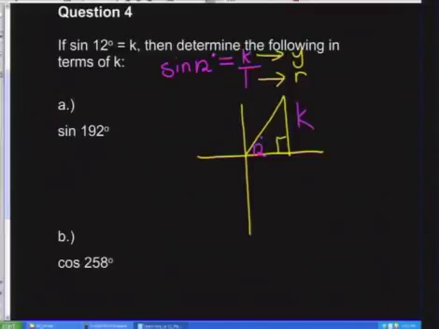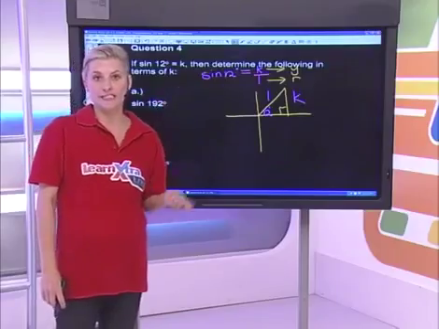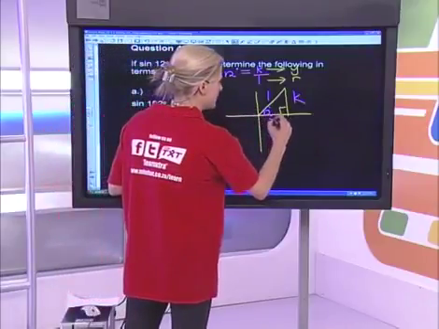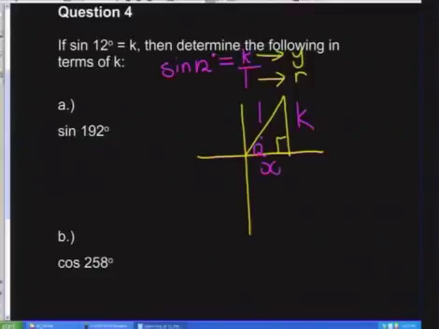Then 1 is my hypotenuse, or r, and the hypotenuse, or r, is always across from the 90-degree angle. So that's going to be over there. So on my diagram, I now have y filled in. I've got r filled in. The only thing that I don't have filled in is an x value here in terms of k. And guys, that's when that old Greek guy Pythagoras comes in very useful.